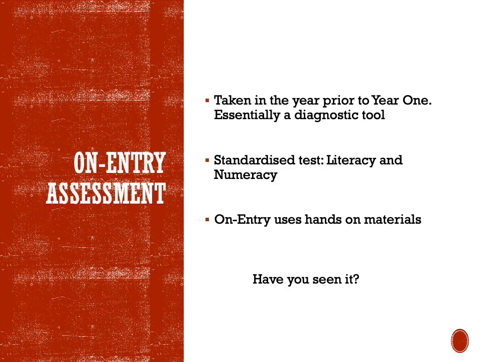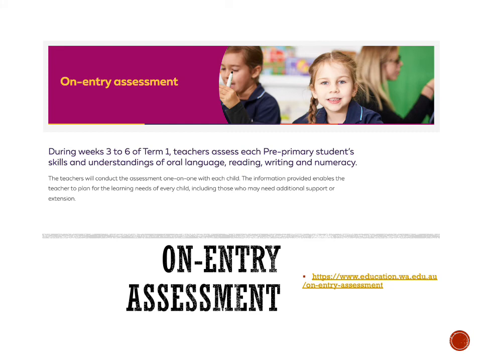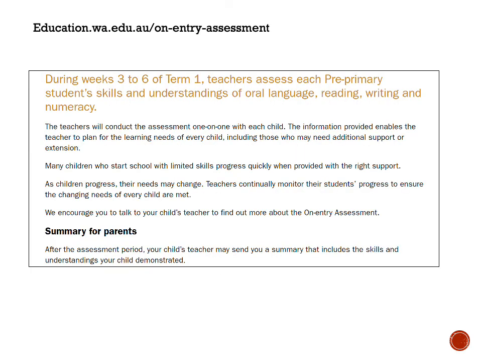I'd say the most common screening tool that we have is our on-entry assessment that's generally taken in pre-primary. Basically, it's a diagnostic tool and it looks at our literacy and numeracy and uses hands-on materials and is conducted in an online format. So you can go to the Education Department website, and it's conducted between weeks 3 to 6 of term 1, and teachers individually assess each pre-primary student with oral language, reading, writing, and numeracy. And this is taken directly from the site as well. So this is for parents to be able to see that generally most schools will send a note home, but parents can have a look on this website as well.